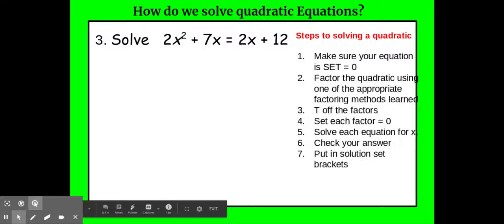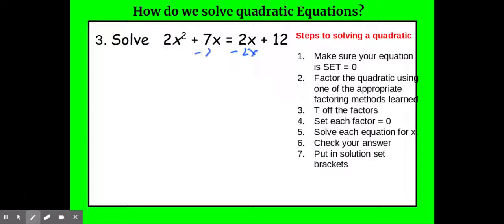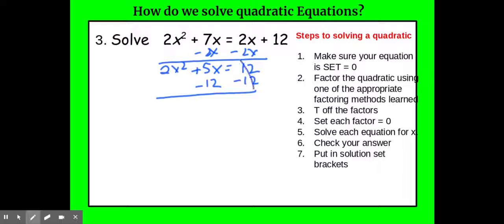Now for the last one that we're going to do, this is a little bit more multi-step. In this one, I'm going to move my like term over first to the 7. And I get 2x squared plus 5x equals 12. And now it's still not set equal to 0, so I have to subtract the 12. Now the 12 has nothing to go with, so I'm just going to tag it on the end. So I have a descending order quadratic.